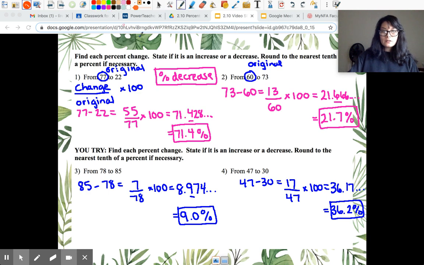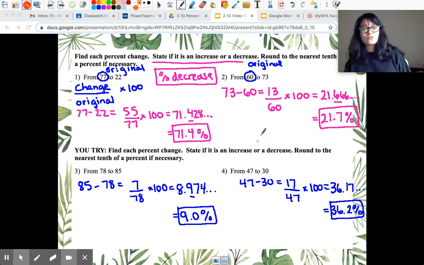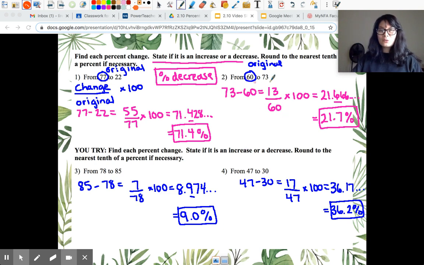Oh, and I just realized I forgot to do part of the instructions for a lot of these problems. And it's a very common mistake that a lot of students make. I forgot to do this here. State if it's an increase or decrease. You guys were probably wondering why I didn't do that for number 2. So for number 2, let's actually just go back real quick.